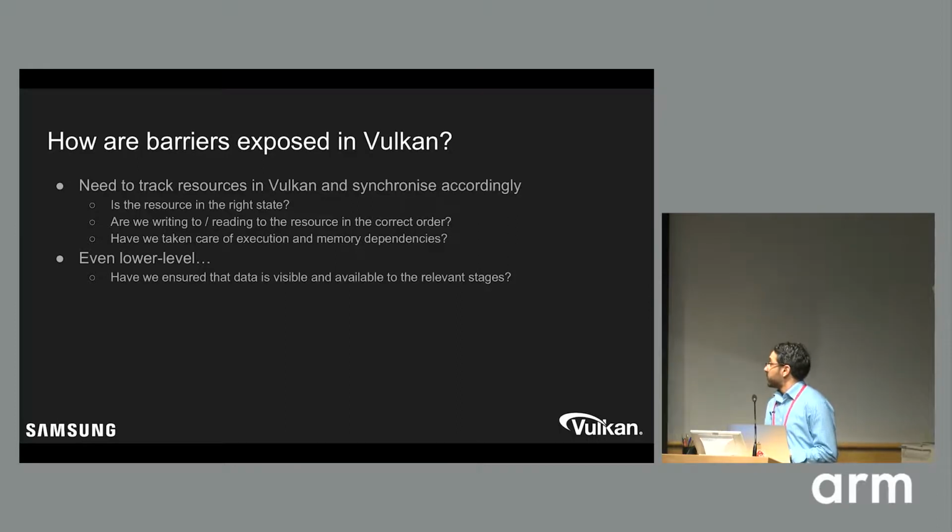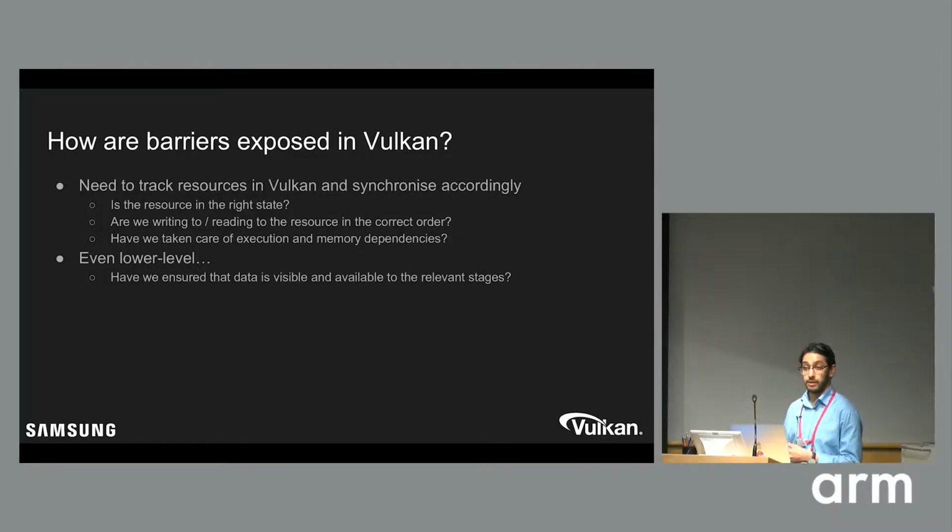So as I explained, Vulkan is a very explicit API, so all the resources that you've got during the lifetime of your frame have to be tracked. So you have to make sure that they're in the right state. That includes layouts and all sorts of things. So layout is what Andrew described earlier. The other thing you need to take into account is, are you reading and writing to the resource in the correct order?